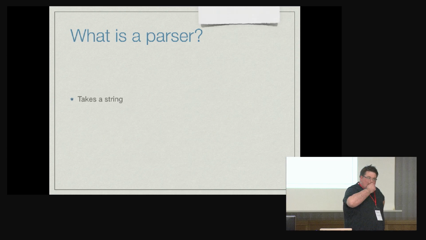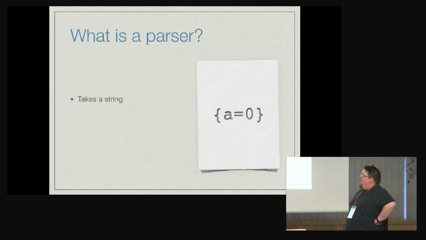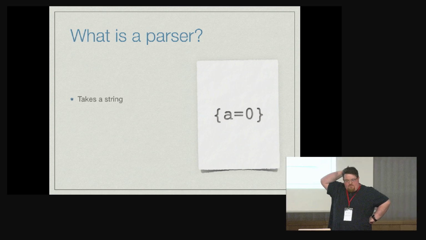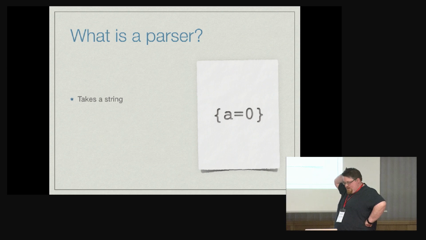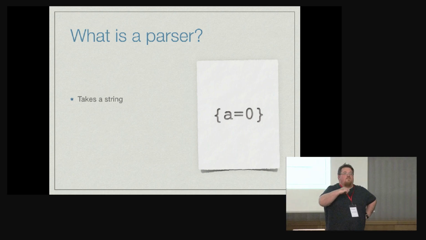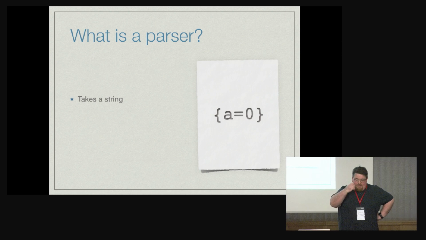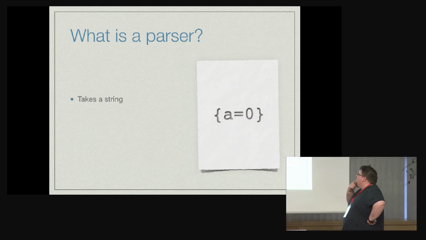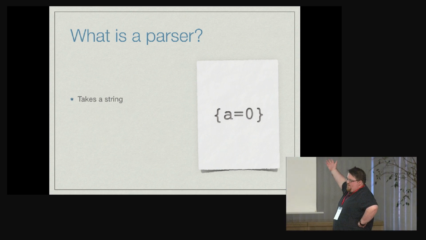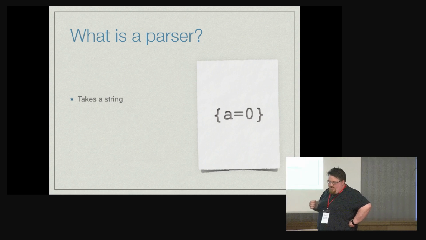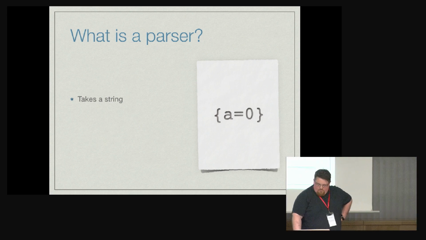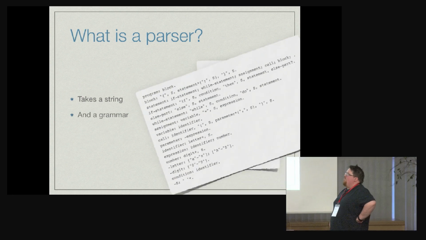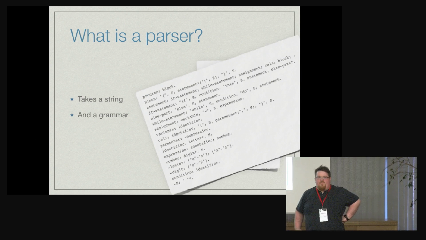Well, at a very simple, fundamental, high level, a parser takes a string, and this is the string that I've used here for this proof of concept. It's taken from Steven's Invisible XML slides, because I'm a great believer in standing on the shoulders of giants. And it's a short program. It assigns A to the value 0. And a parser takes a string and a thing called a grammar that we'll talk about in a second. This is the grammar for that programming language.